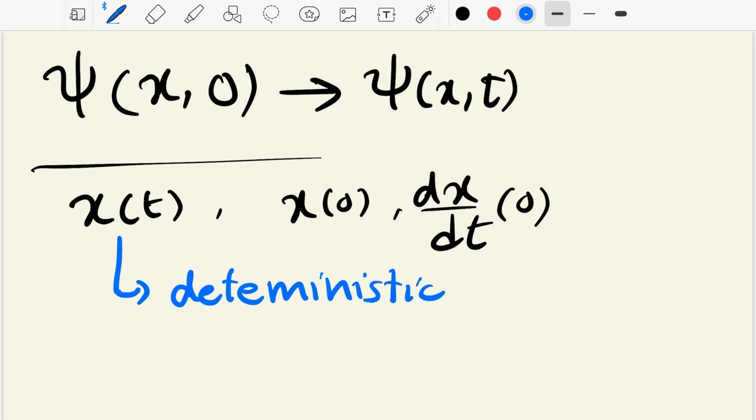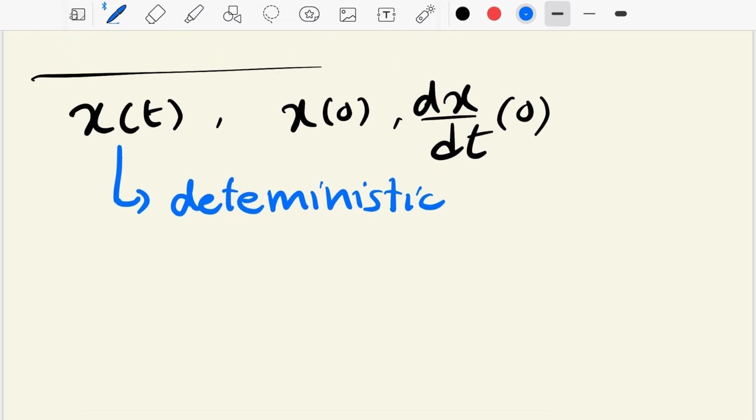which tells us that once we have this function, we can determine the position of the particle for sure in all future times. But the wave function is something different. We will discuss its physical interpretation in the next sessions.